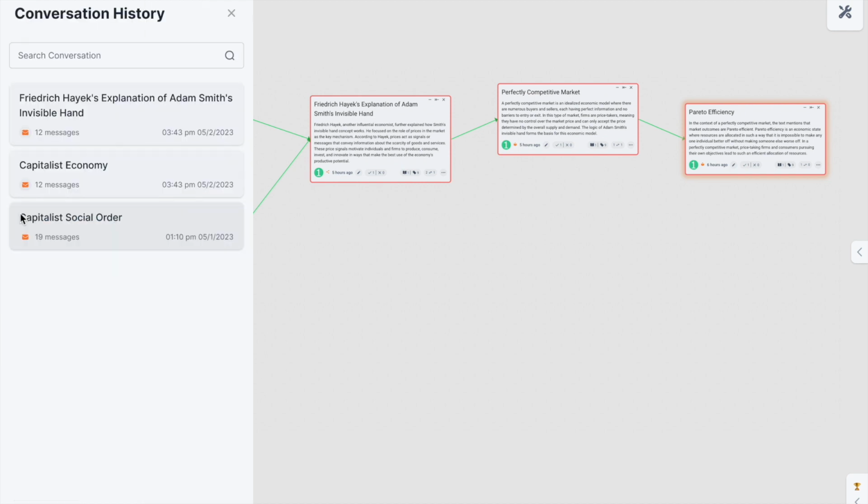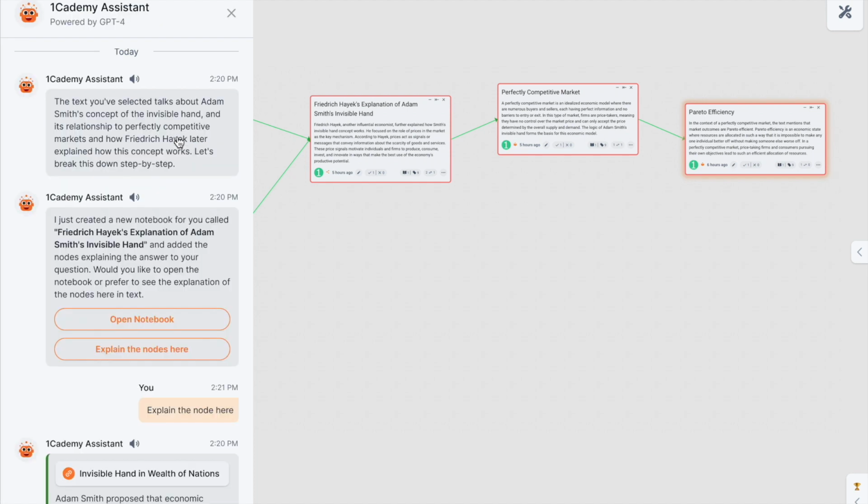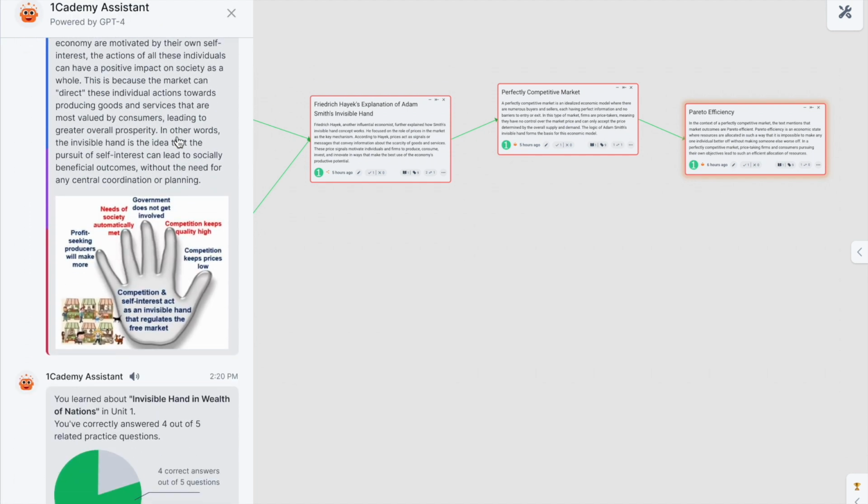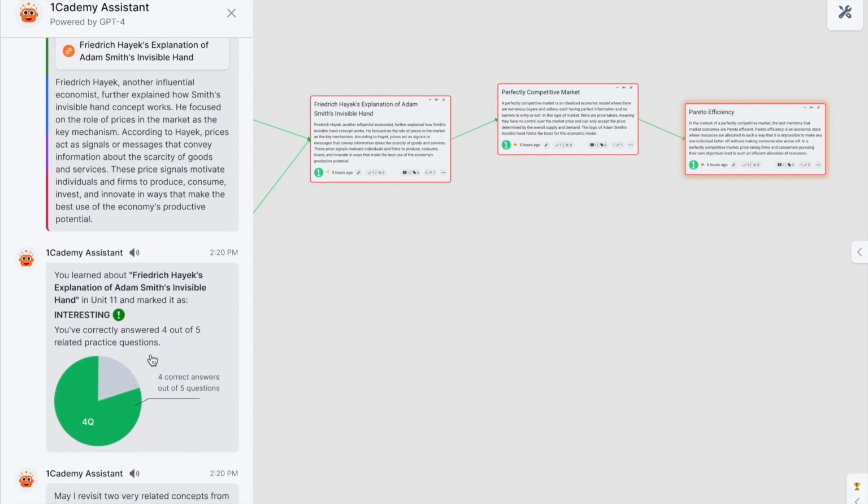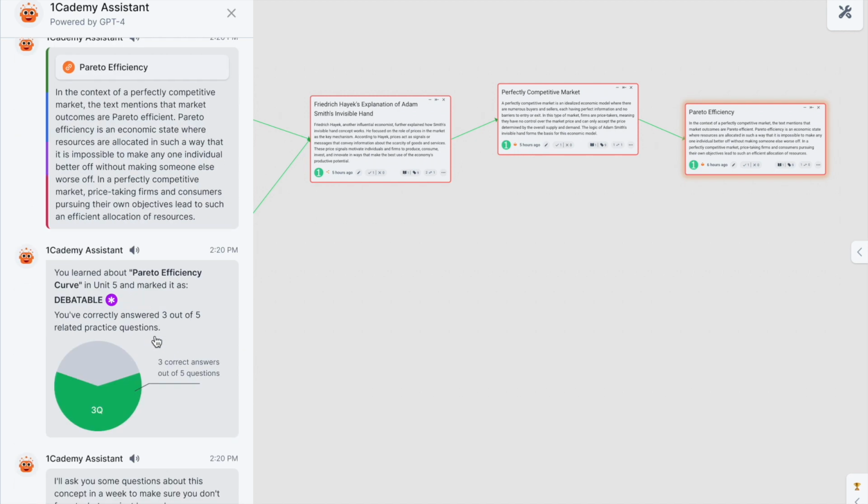The assistant also stores this interaction in a tab called Conversation History, where the user can return if they want to review the conversation. Here we can see the entire conversation that the user previously had.